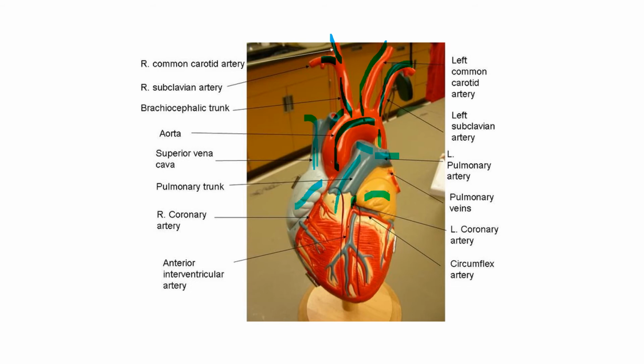This branch right here is the left coronary artery, and over here that I'm highlighting is the right. The left coronary artery is very short. It immediately branches into the circumflex and the anterior interventricular artery. And the right coronary artery, of course, will branch off into the right marginal artery. They don't have it labeled, but that's what it would be.